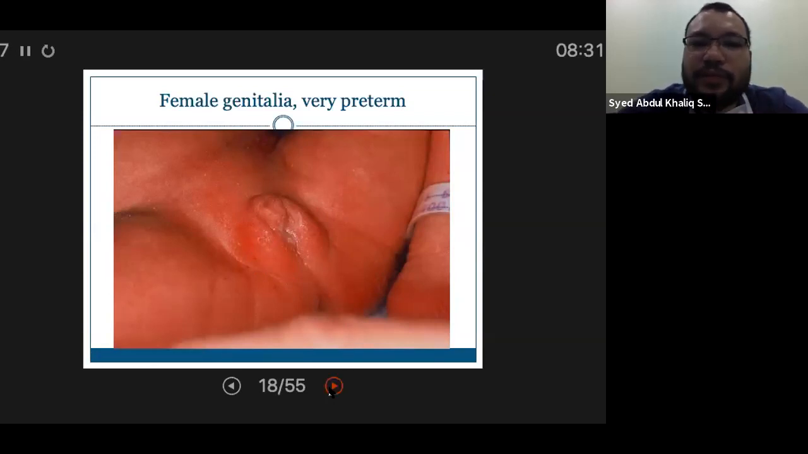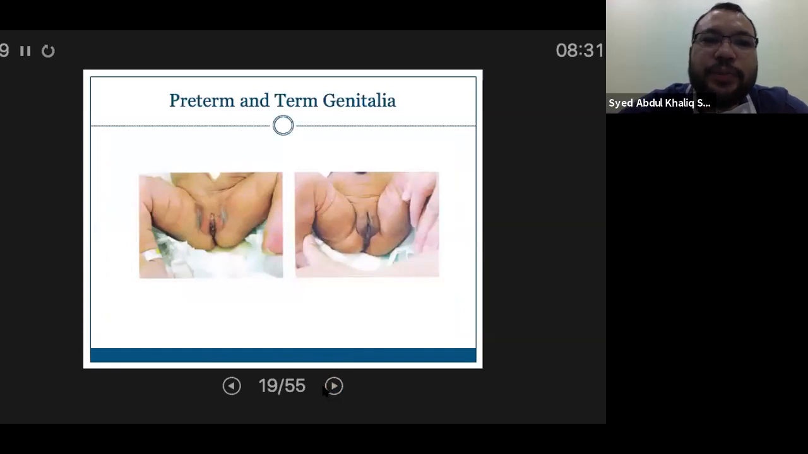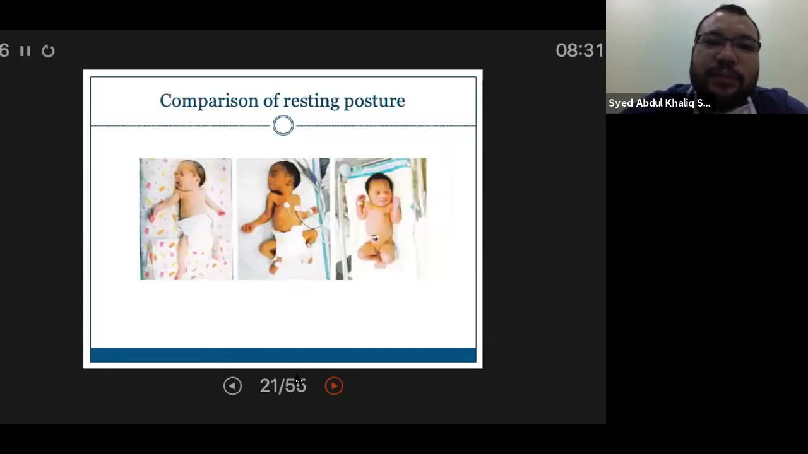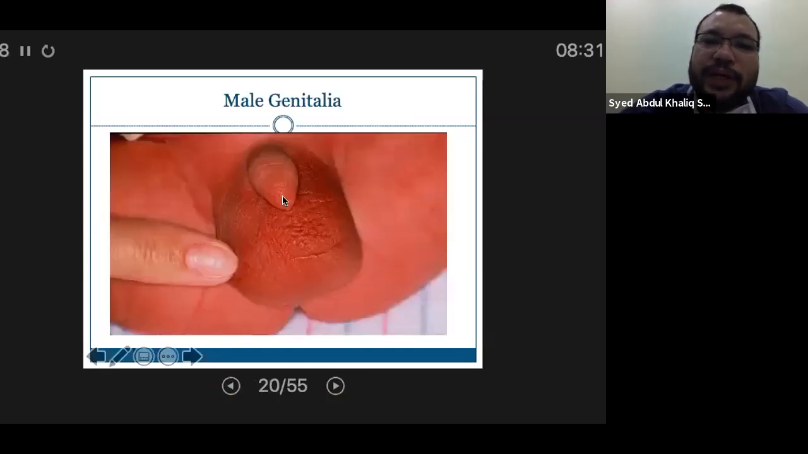So these are signs of a very premature baby. Preterm and term, which one is preterm? Which one is term? The one on the left is premature, kan? Ini term baby. So term genitalia, dia punya majora dia lebih prominent lah. Male genitalia pun sama, you akan tengok kalau ni term lah kan, dia banyak dia punya crease. Tapi kalau premature baby sometimes tak ada crease, sometimes dia almost flat pun ada.